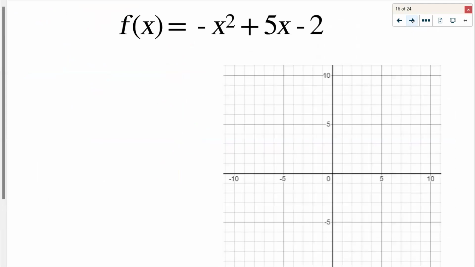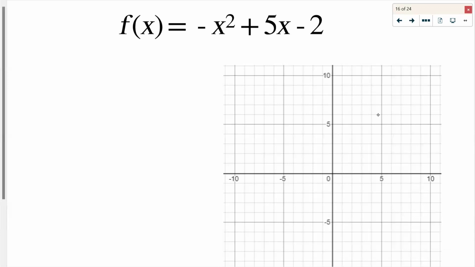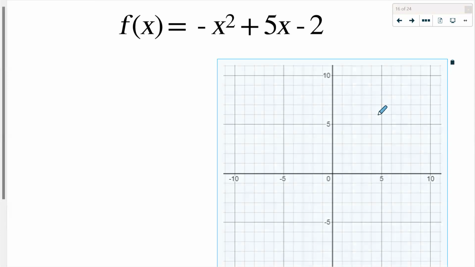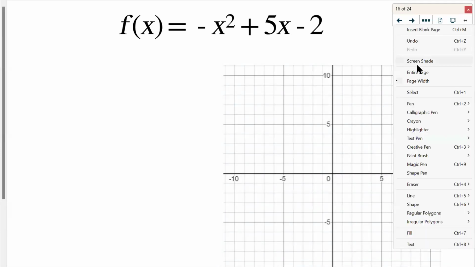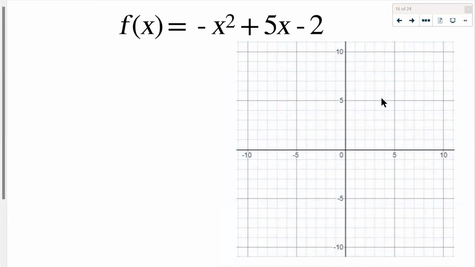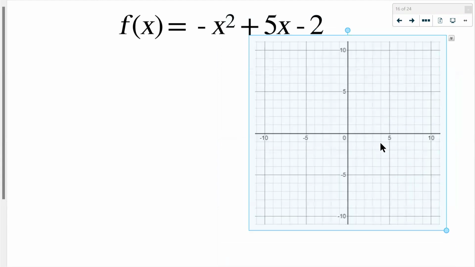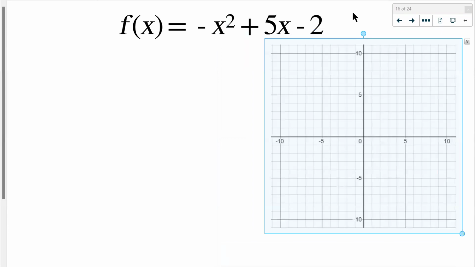Let's do another one here. Let me select this pen guy here. Let's move him up a little bit. There we go. Shrink it a little bit more. There we go. Perfect. All right.